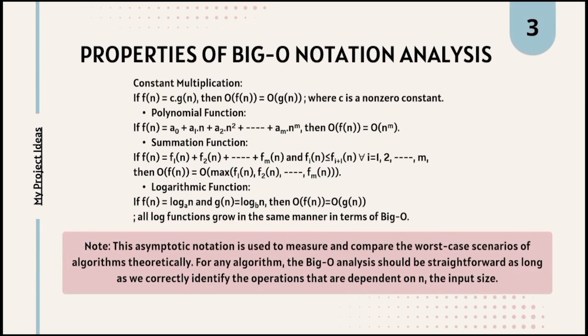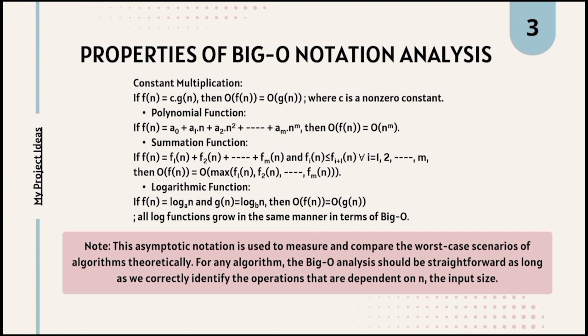What are the properties? The properties are mentioned here. Let's have a look. Constant multiplication. If you are multiplying a constant to a function, so f of n is equal to c into g of n, then big O of f of n will be equal to big O of g of n, because we eventually eradicate the constants. We always take the higher order function.